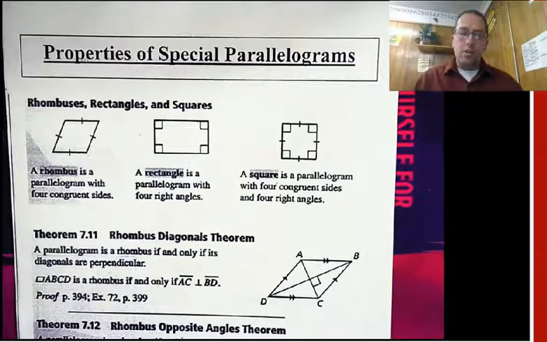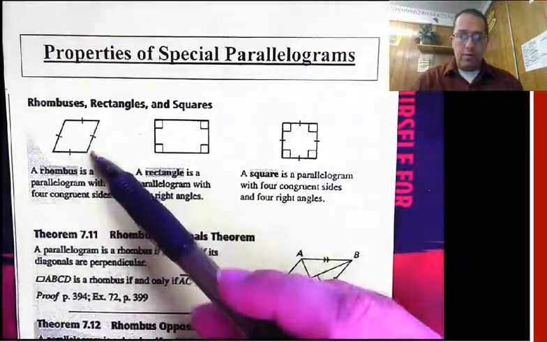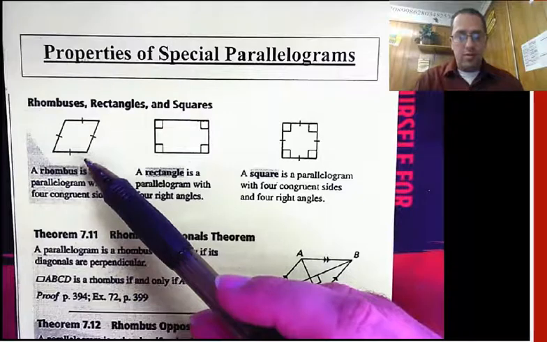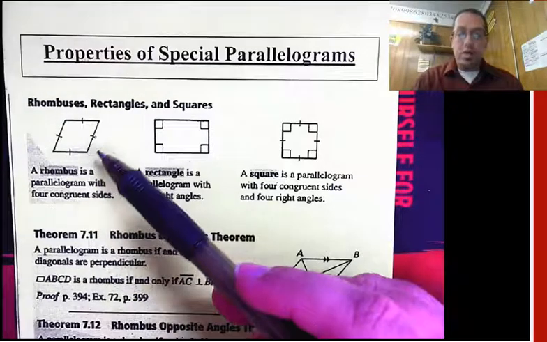But there are some parallelograms that are special cases, and so they have extra properties, extra things that are special just about them. And those three parallelograms are the rhombus, the rectangle, and the square. Now, a rhombus is this shape here. This is not a diamond. I know a lot of people back in elementary school learned this was a diamond. It is not a diamond. There's no such thing as a diamond shape. All right. This is a rhombus.